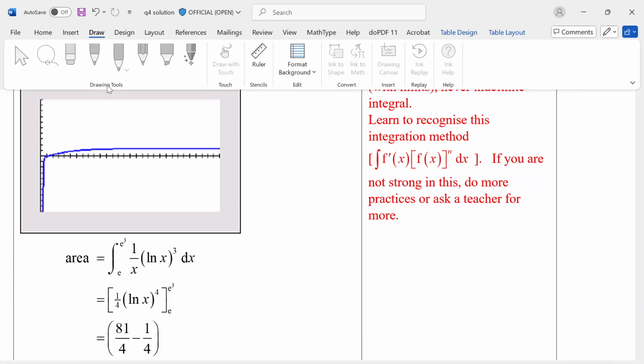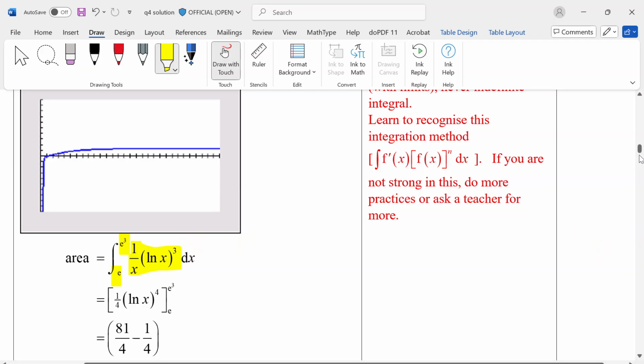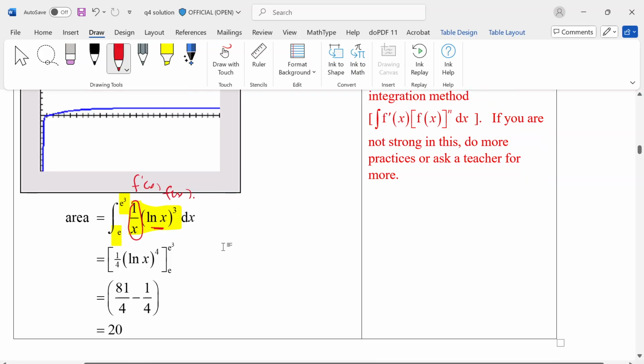Find the area, which is just the integral of y dx, fitting in the limits from e to e to the power 3. Just recognize that it's actually what we call a standard form equation: 1 over x ln x. 1 over x is your f prime, and ln x is your f, so you have an f prime over f situation. Standard form. You're going to calculate and generate the answer quite nicely to be equal to 20.